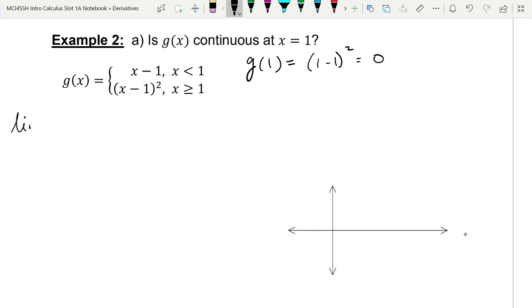So let's find the limit as x approaches 1. Let's do the left first. Okay, so of g of x. I'll just write it that way. So g of x, if I'm approaching 1 from the left, which function am I in? Well, when x is less than 1, it's this function. So I want the limit as x is approaching 1 from the left of x minus 1. And I can just plug that in. That's going to be 1 minus 1, which is 0.